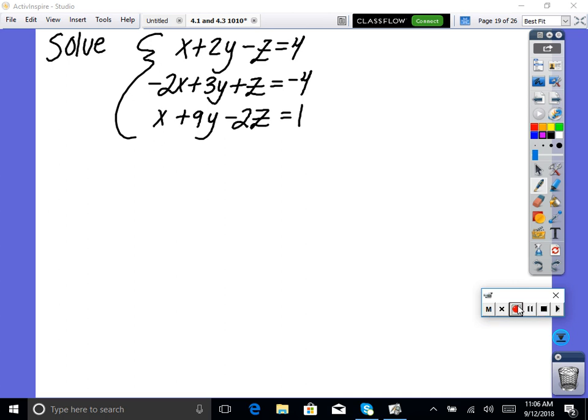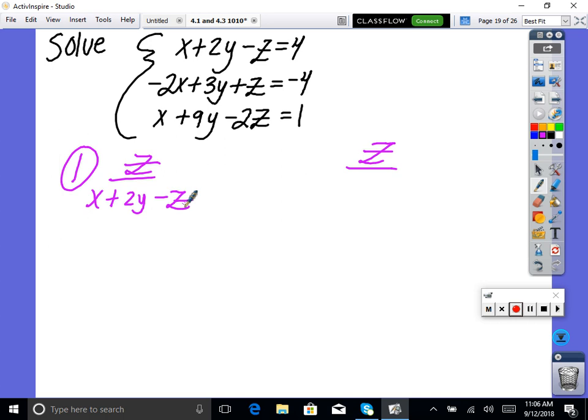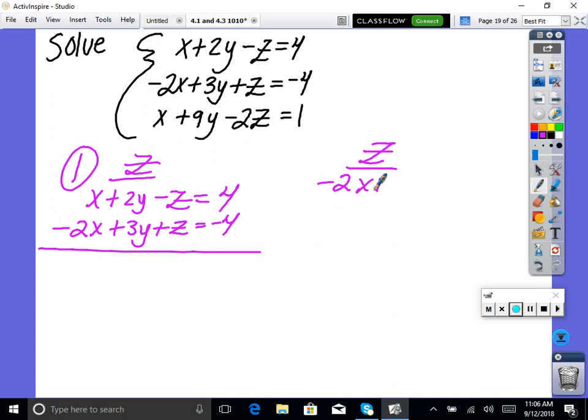Okay, here we go. So, step 1. Choose a variable to eliminate. How about z? Okay, z, sure. Fine with me. So, I'm going to do the top: x plus 2y minus z equals 4, and in the middle: negative 2x plus 3y plus z equals negative 4. Then I'm going to do the middle and bottom. Negative 2x plus 3y plus z equals negative 4, and the bottom: x plus 9y minus 2z equals 1.